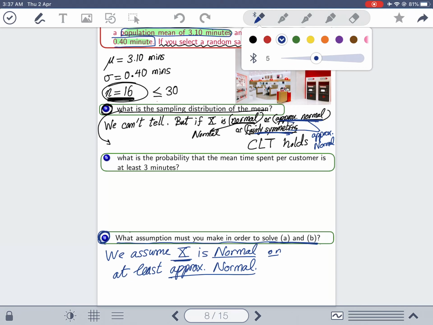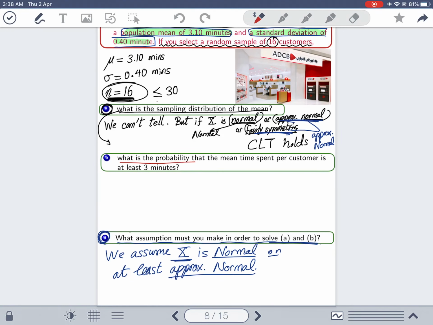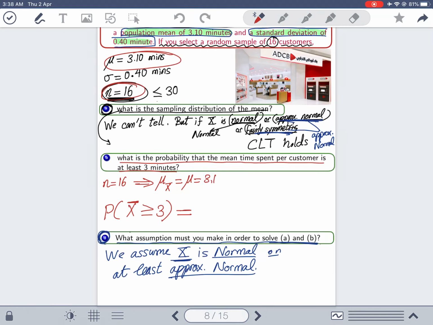Okay, so now we can solve B. What is the probability that the mean time spent per customer is at least 3 minutes? We have 16 customers. Remember, n is 16. The question is asking what is the probability that the sample mean of those 16 customers is at least 3 minutes, so bigger than or equal to 3 minutes. With n equal to 16, we can get the mean of the sample means, which is the same as the population mean given here, 3.10, in minutes.